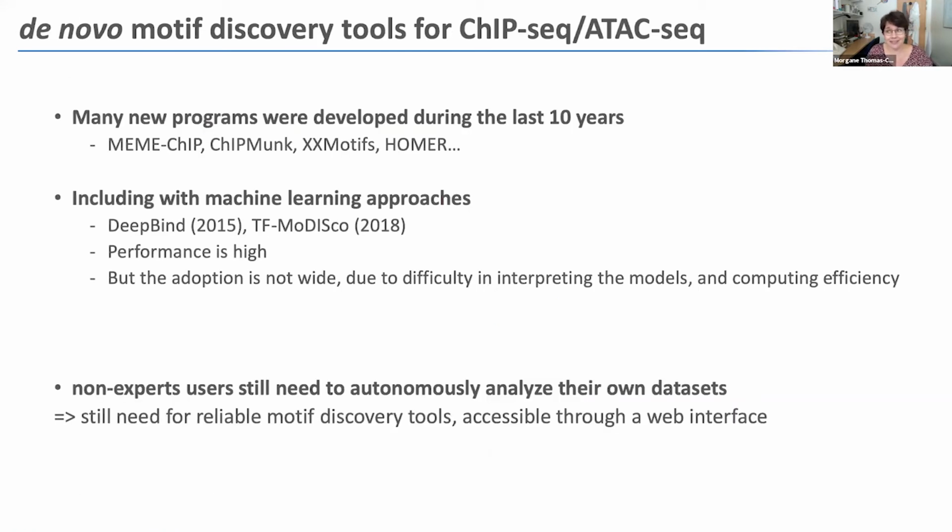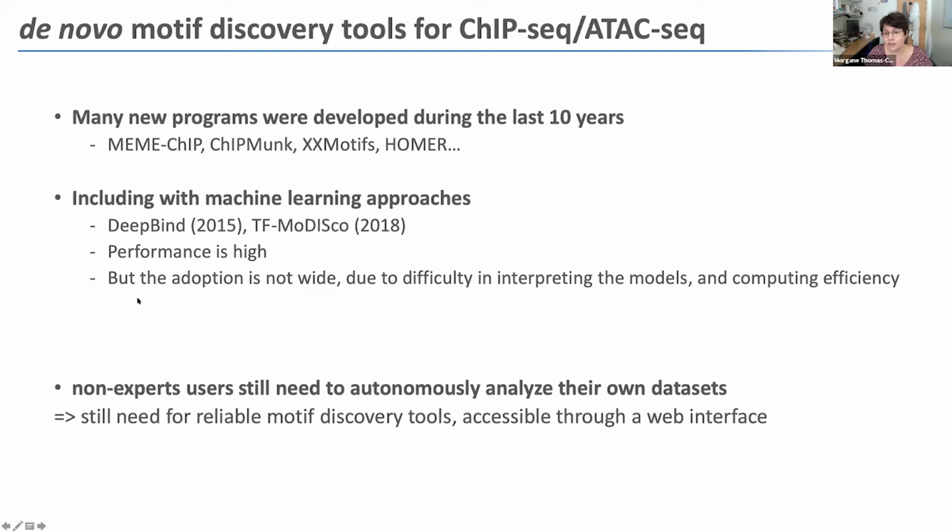So since then, because this is almost 10 years ago, many new programs have been developed. NIH has done a new ChIP approach, which actually embeds a program really similar, almost the same as oligo-analysis. ChIPMunk, MotifSampler, and I'm not going to list them all because really many were developed. And interestingly, machine learning approaches were also applied to this problem, starting with DeepBind in 2015, more recently TF-MoDISco. Again, I'm not going to list them all, but what is clear is that performance is really high, it's really good. But the adoption of these tools is actually not really wide.